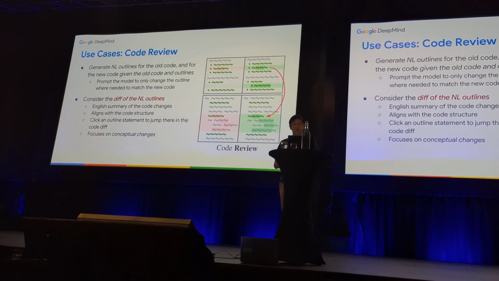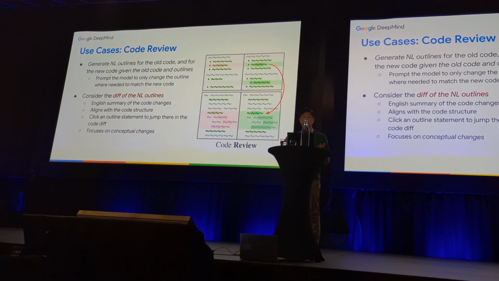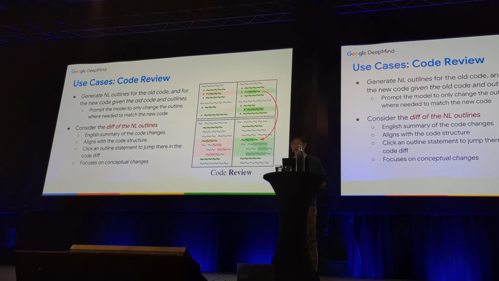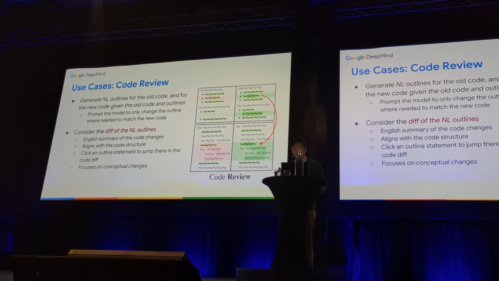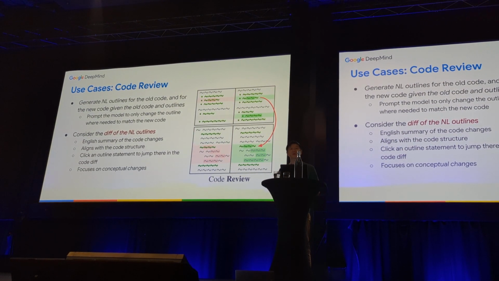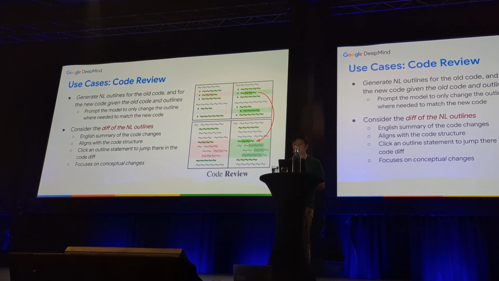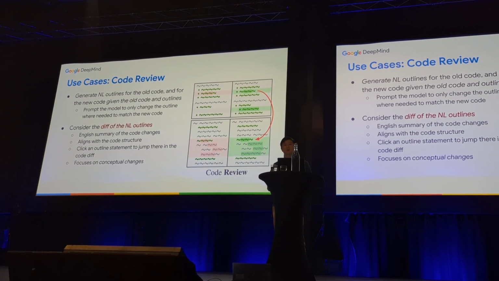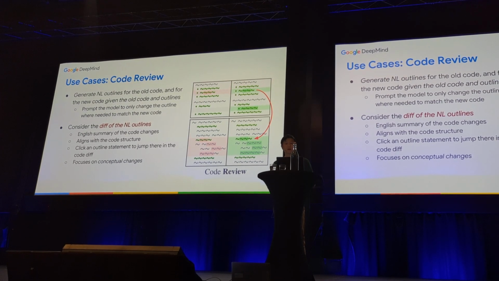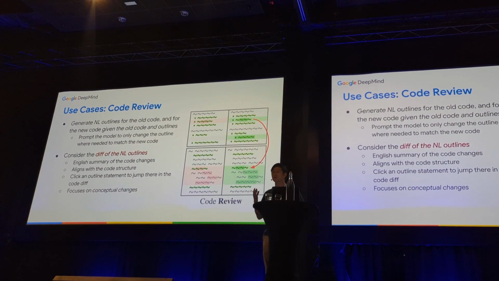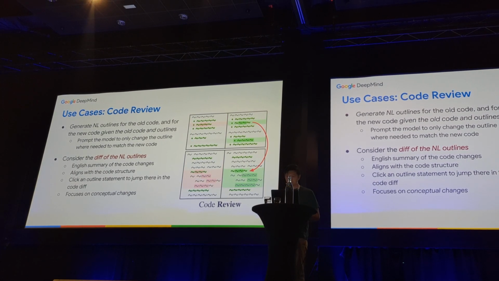For code review, we can generate NL outlines for the old and new code, where the outline only differs where the code has changed. Then, the diff of the NL outlines becomes an English summary of the code changes that is also aligned with the code structure. So you can focus on the conceptual changes using the outline diff, and then you can maybe click on an outline statement to jump to the corresponding part in the code diff.